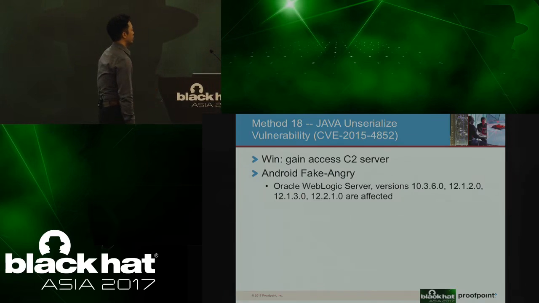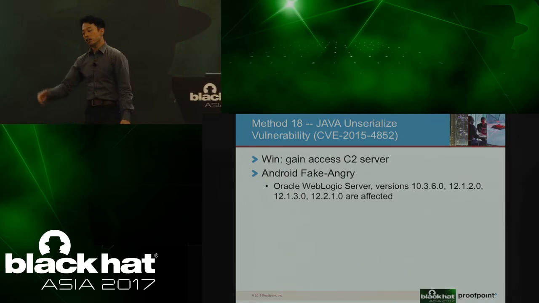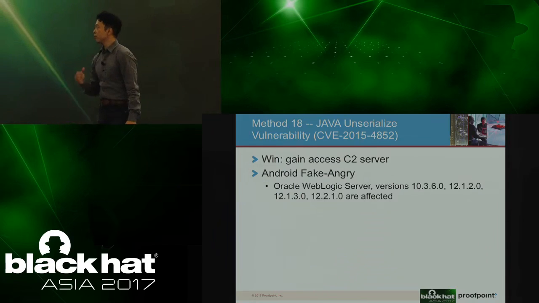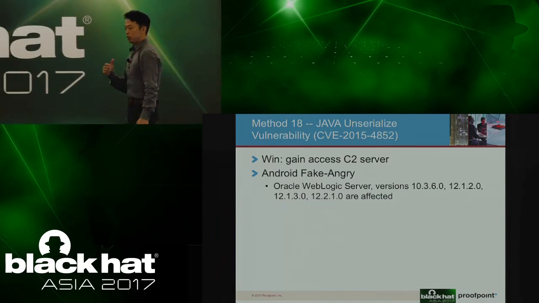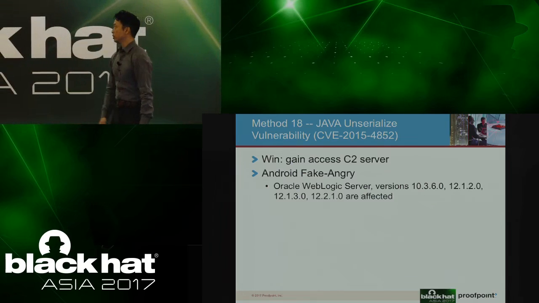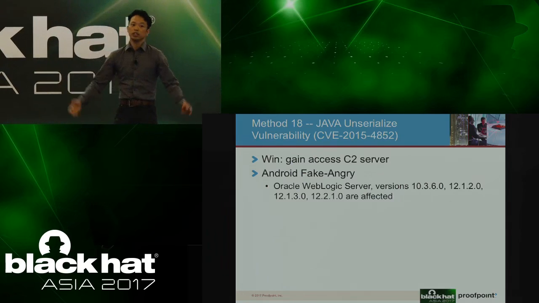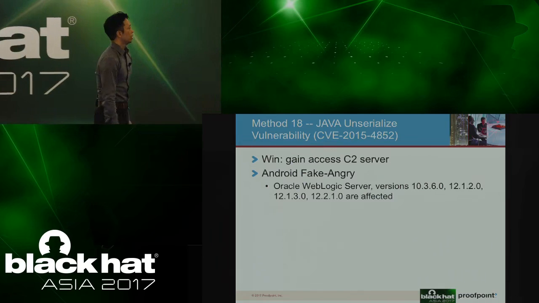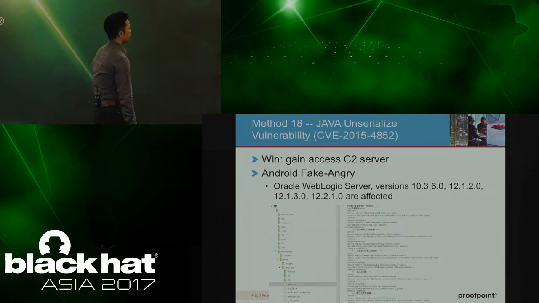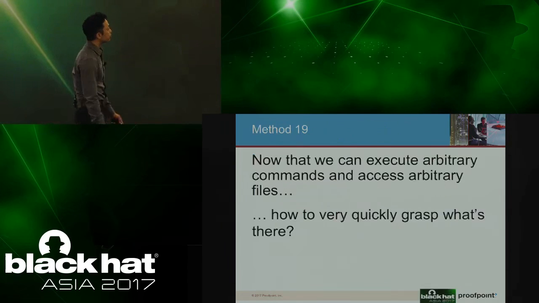Method 18, Java unserialize vulnerability. Fake Angry, for example, an Android piece of malware, was written in Java and had this vulnerability. Again, using unpatched, outdated software, and we will leverage that.